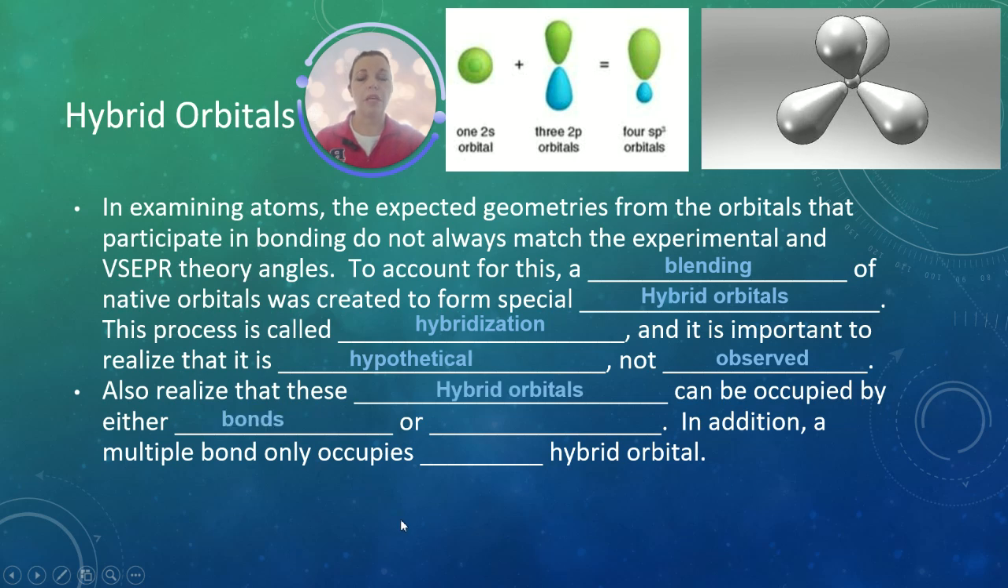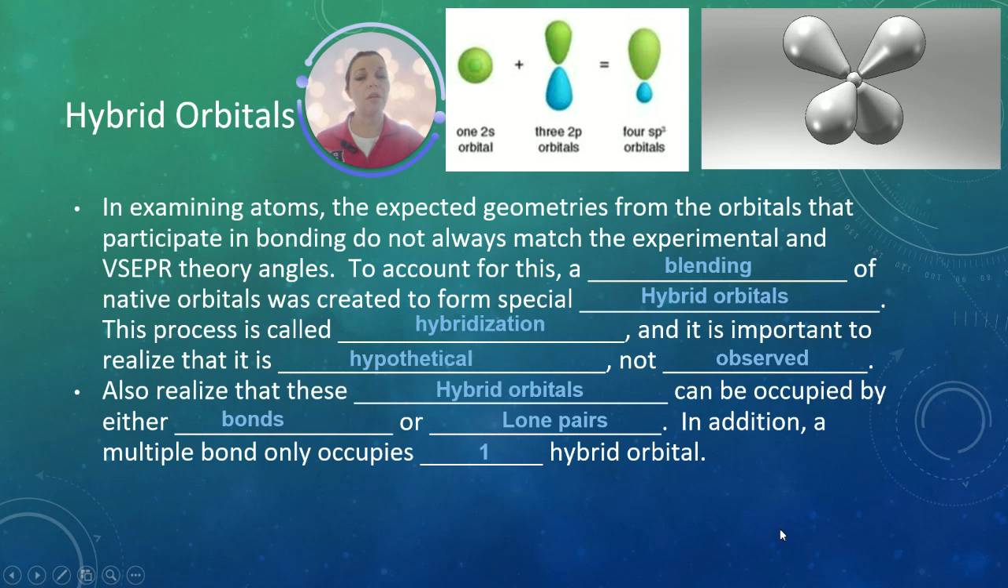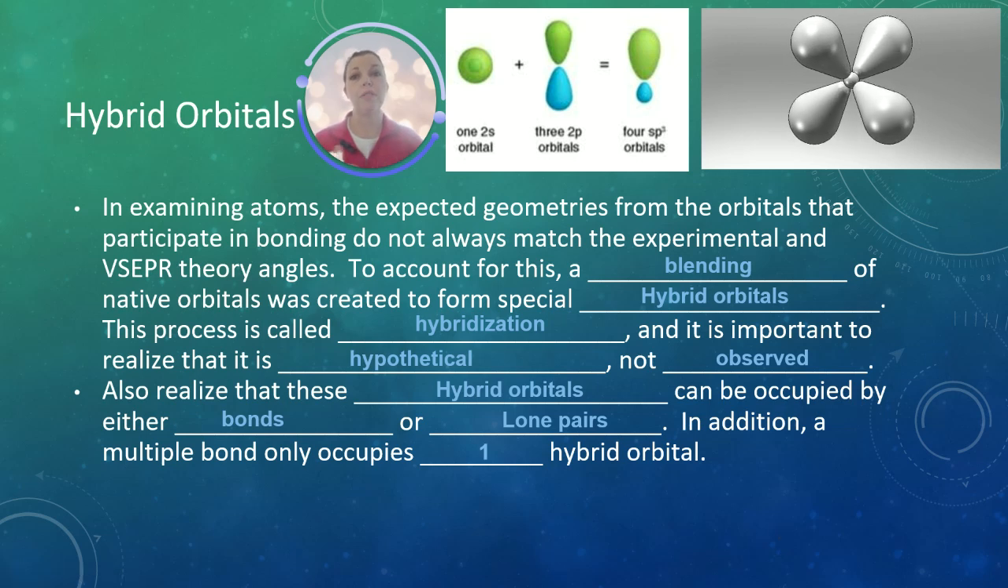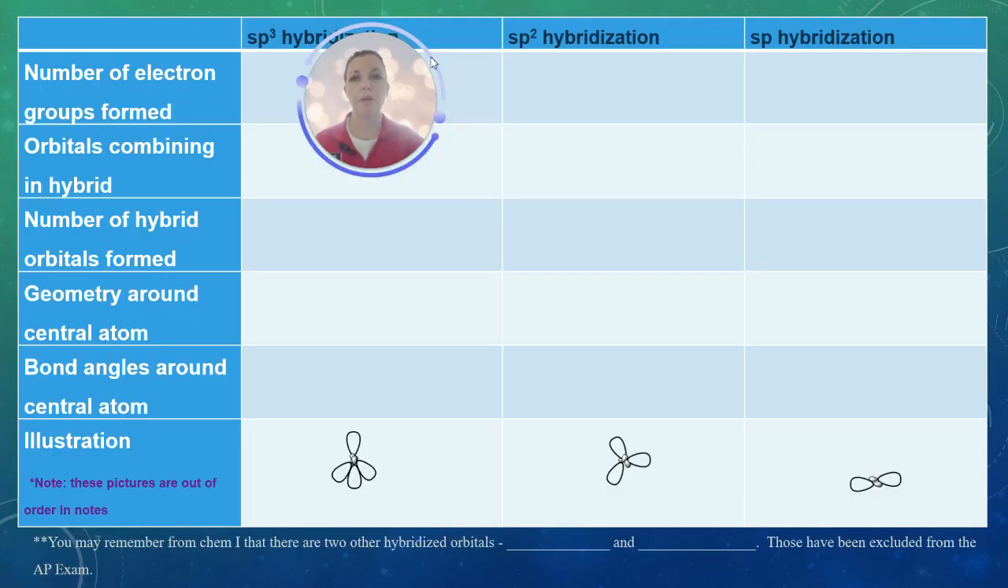So these hybrid orbitals can be occupied by either bonds or lone pairs. A multiple bond only occupies 1 hybrid orbital. So in all of these bonding situations, we treat multiple bonds in the same way that we would treat a single bond. So it doesn't matter if you have a single, double, or triple. They're all treated the same when you're thinking about molecule geometry.